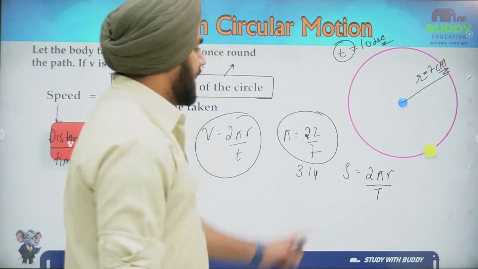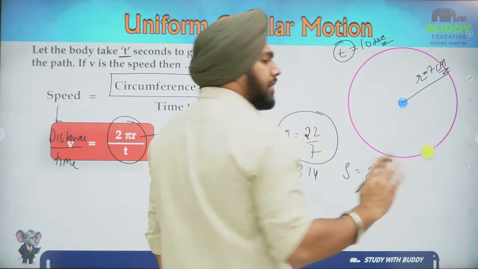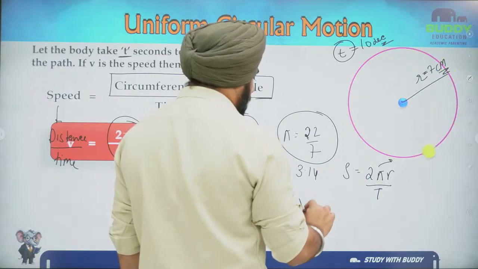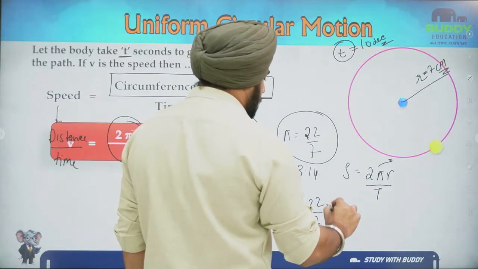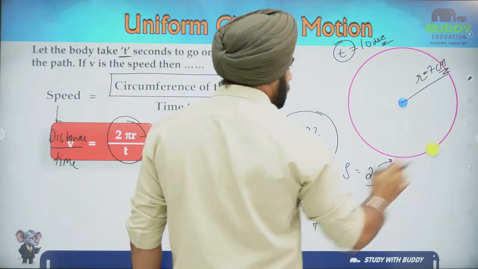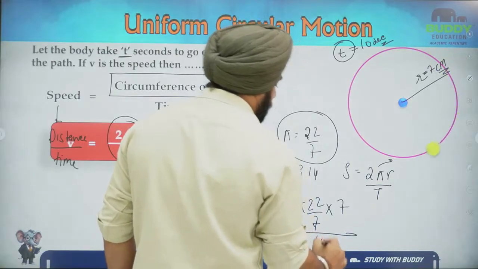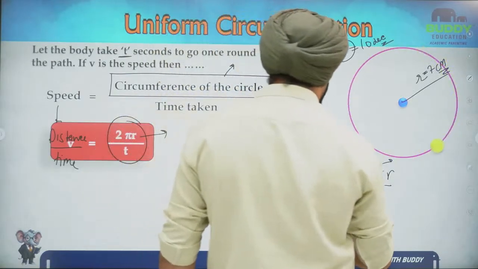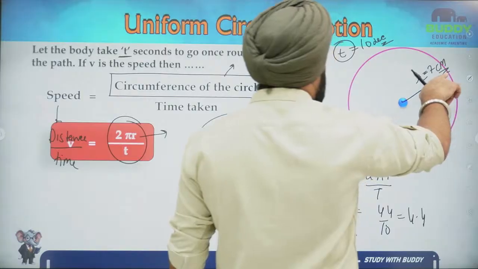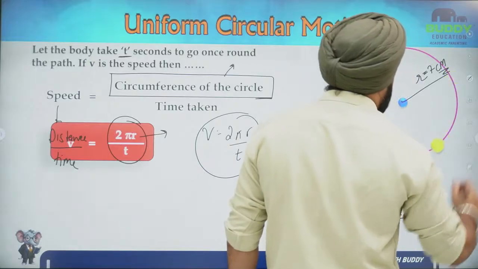So time here is how much? 10 seconds. Radius is how much? 7 centimeter, and pi we will take as 22 by 7, right? So speed is equal to 2 into 22 by 7 into 7, radius is 7, no? Upon 10, the total time. So you can cancel this out. You get 44 by 10, which is 4.4. Here I have taken the radius in centimeter, so the answer is 4.4 centimeter per second.